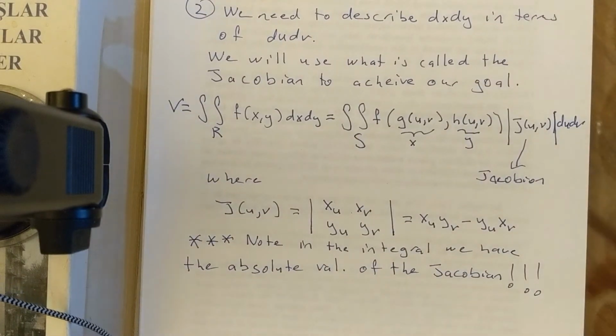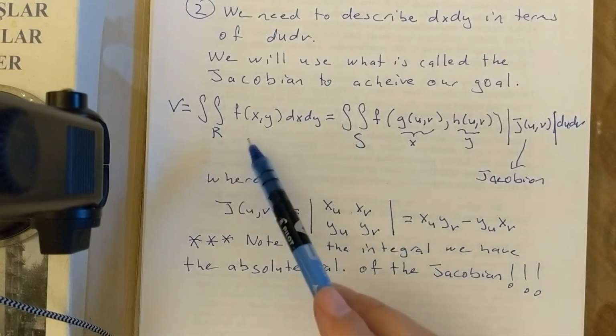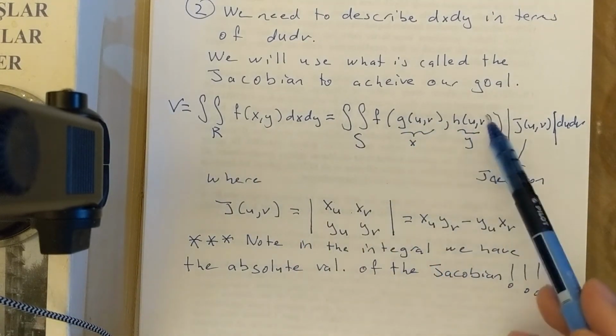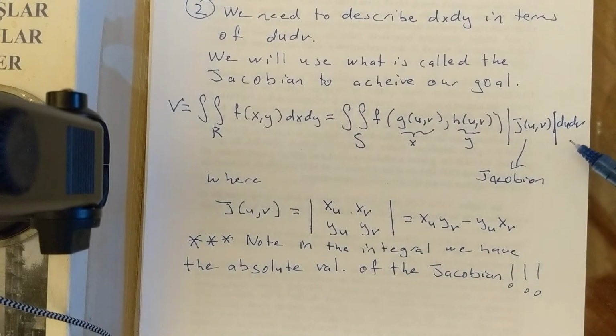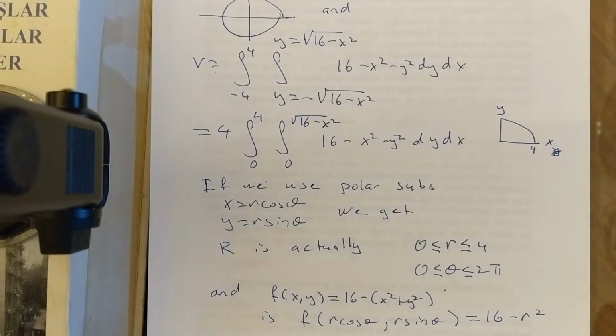If I were you, I'd just memorize the formula. R is going to turn into S. Well, you got to do that. We're going to write F in terms of u and v. At the end, there is du dv. In the middle, all you have to memorize is that there is going to be the absolute value of the Jacobian. So let's go back to our original problem.